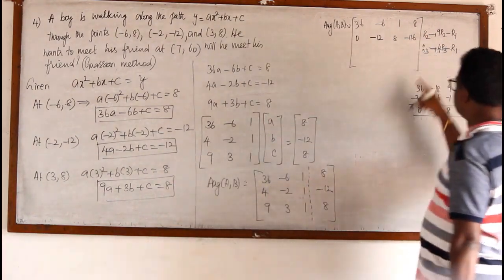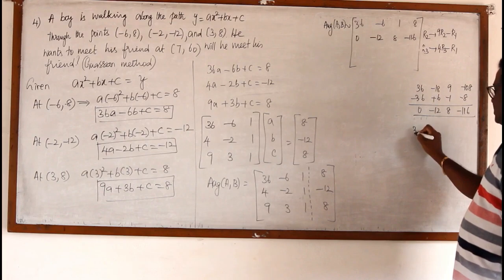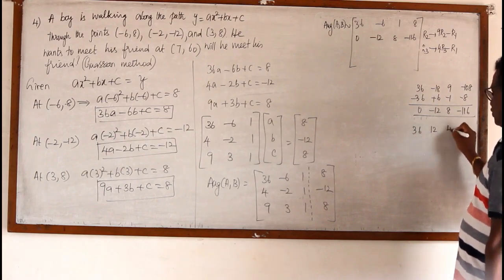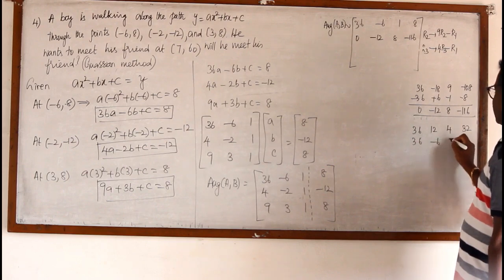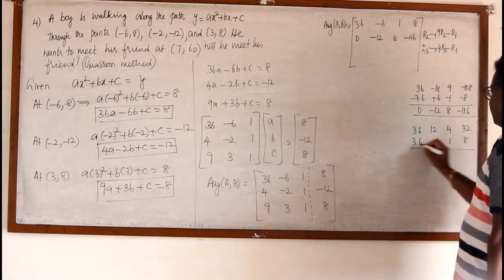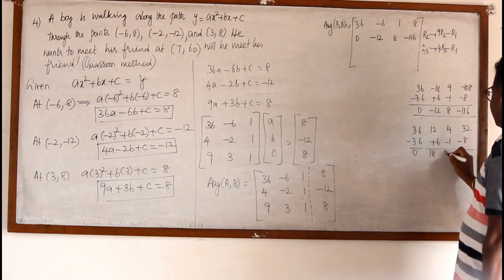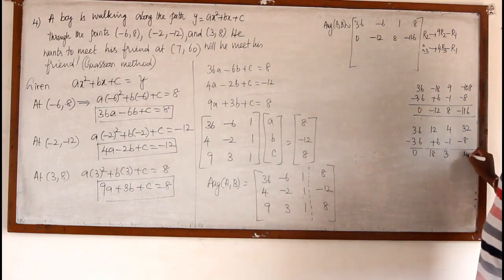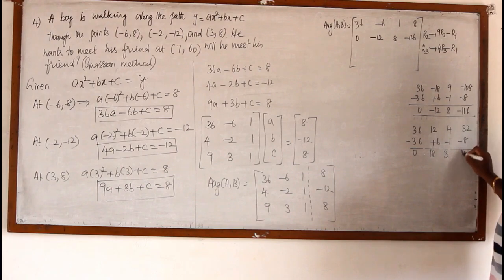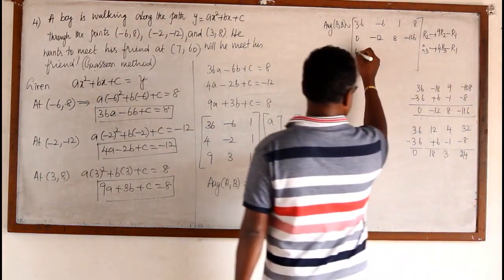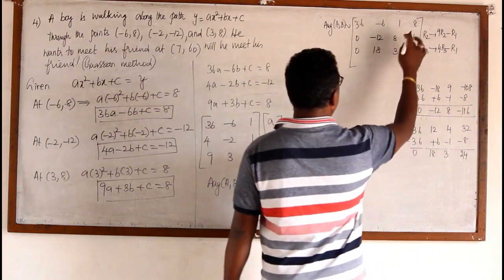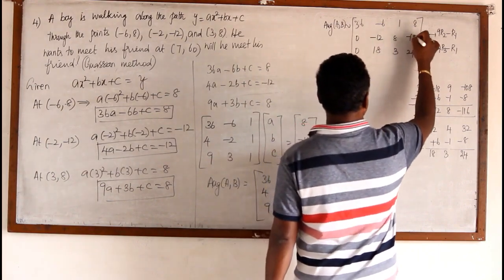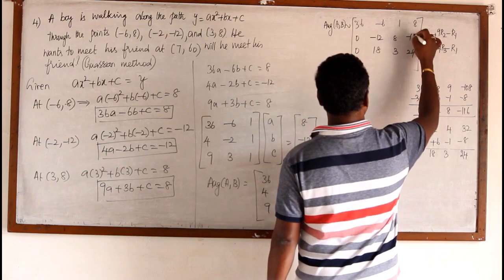Similarly, R3 multiplied by 4: it is 36, 4 3s are 12, 4 8s are 32. First row 36, minus 6, 1, 8. I have to subtract, so change the sign. 0, 18, 3, 24. If it is possible for me to reduce, I can reduce.